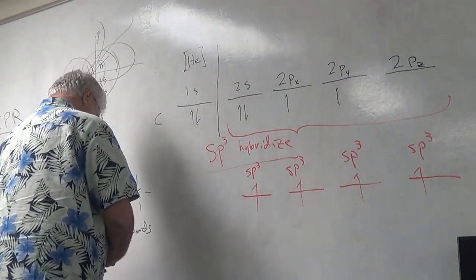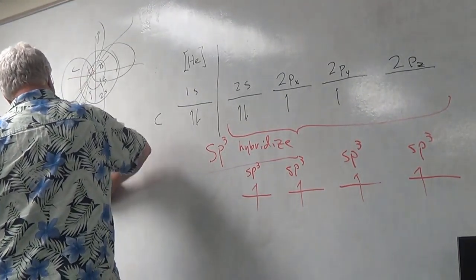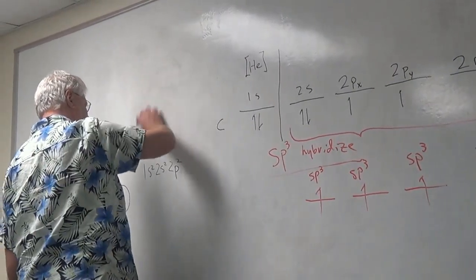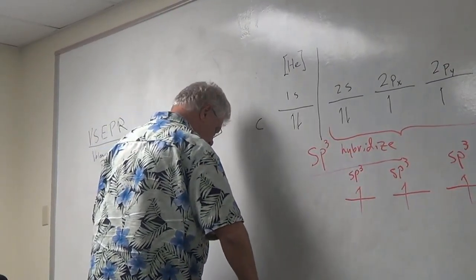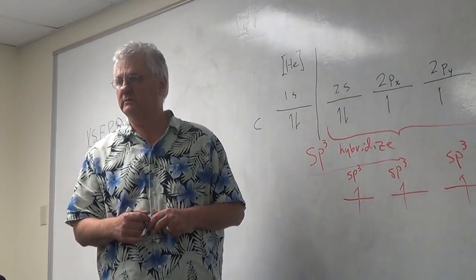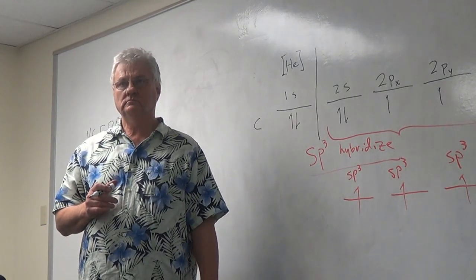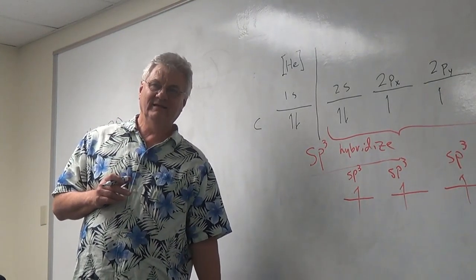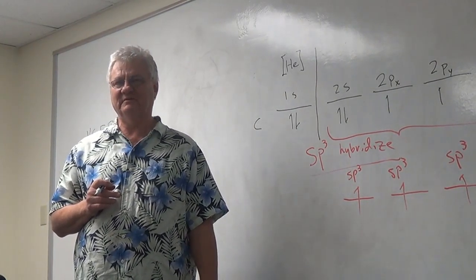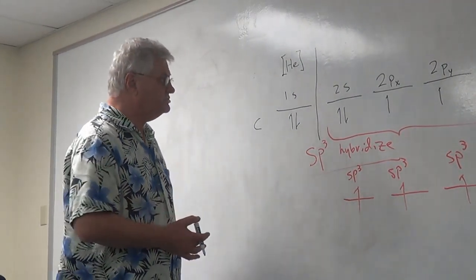And you tell me, what's the geometry of sp3 hybrid orbitals? Well, what's the geometry of methane? You remember CH4? It's a tetrahedron. Right? So this is what's thought of as the actual new shape.